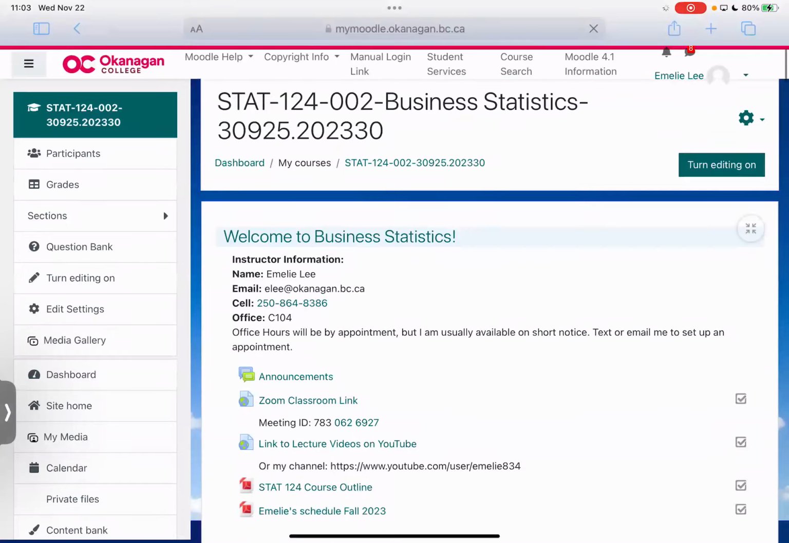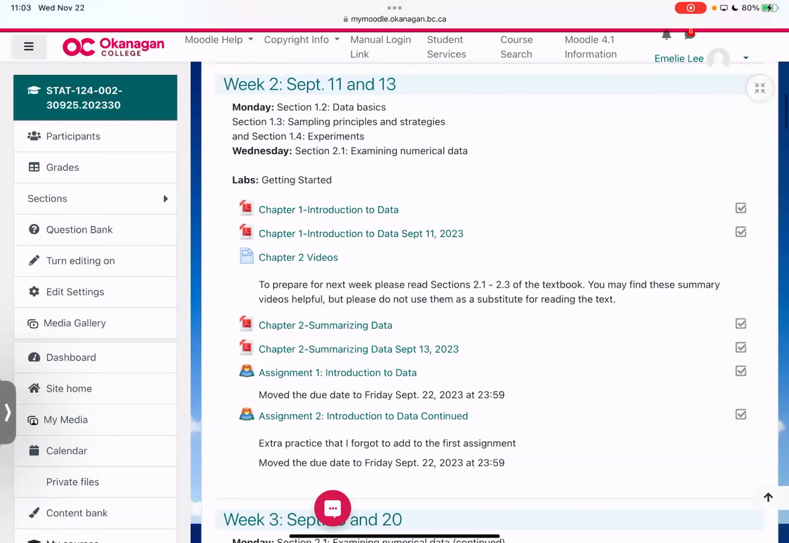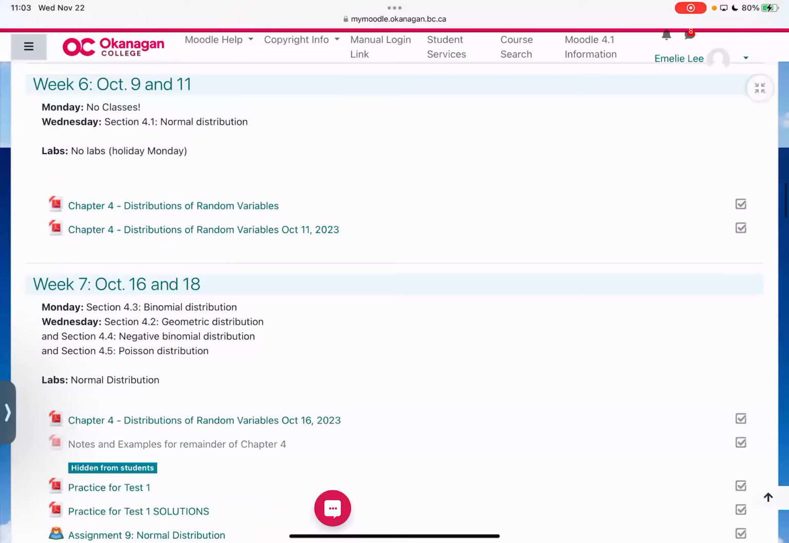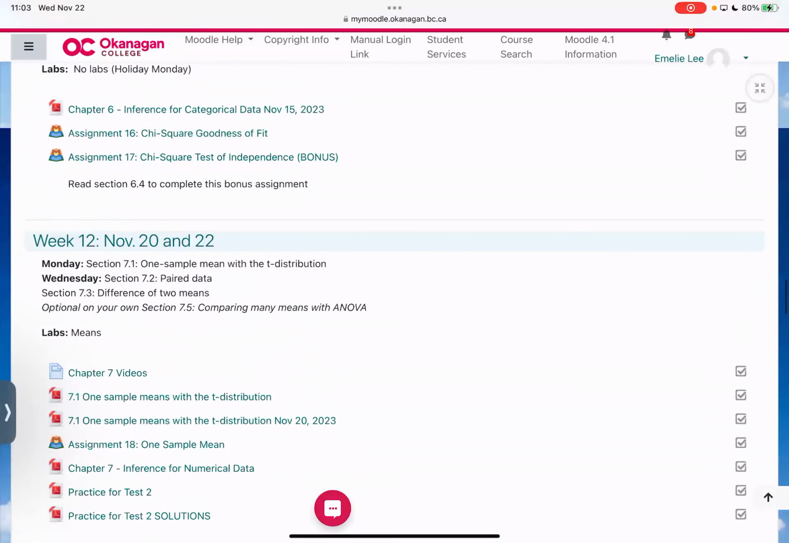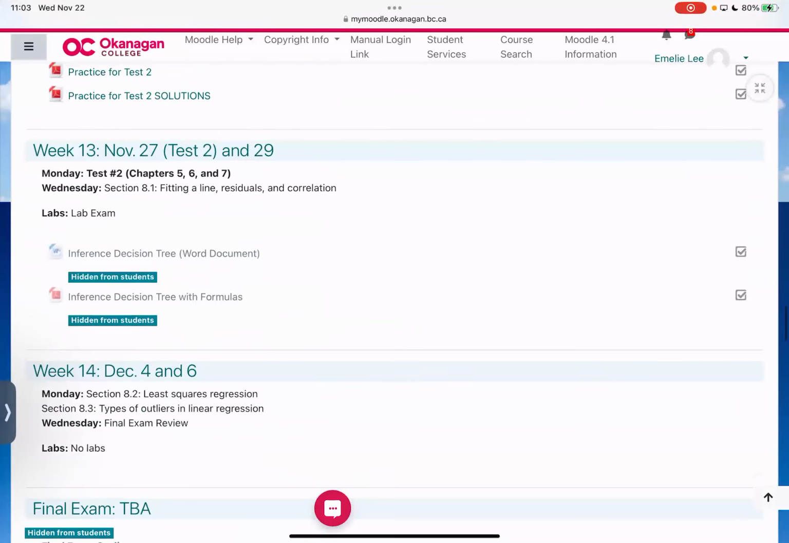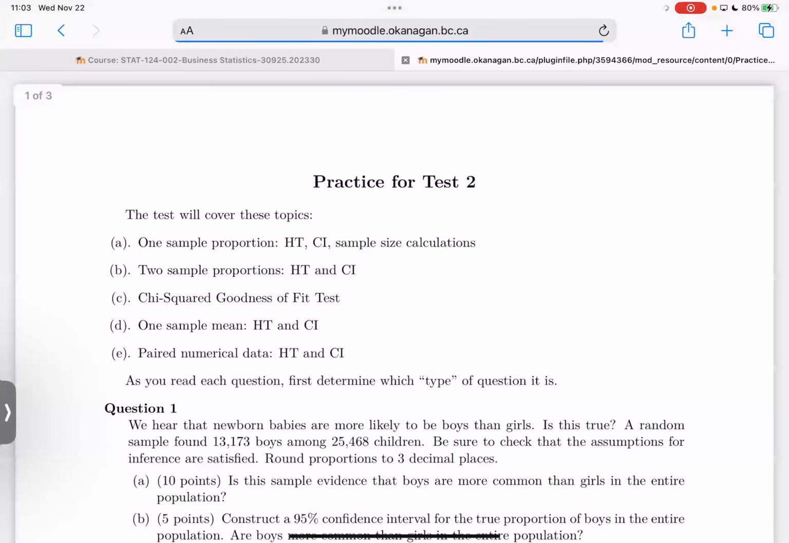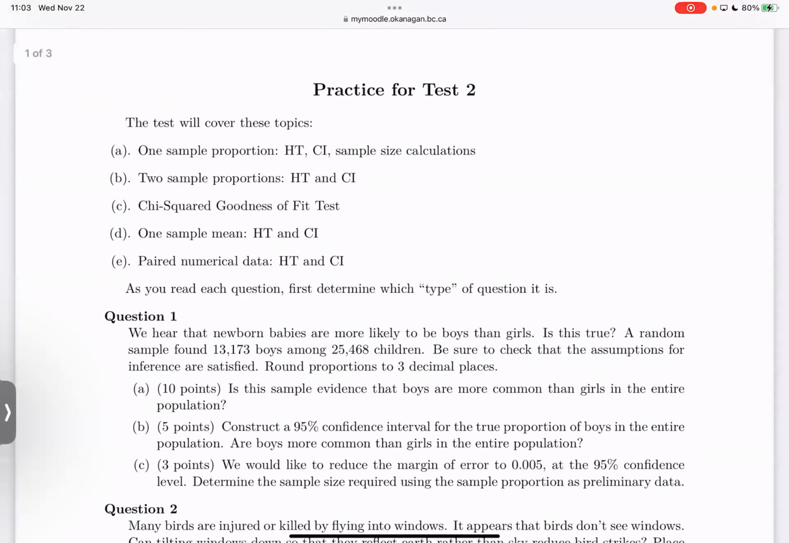I posted a practice 4 test 2. You'll see why I emphasize the 4 if you haven't opened it yet. Let's see here, where is it? Practice 4 test 2. So we're going to cover the possible topics that could be on test 2.